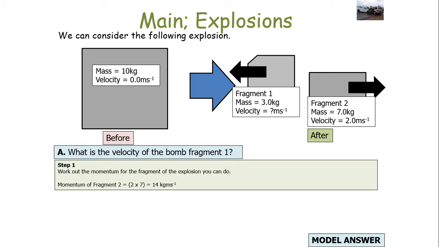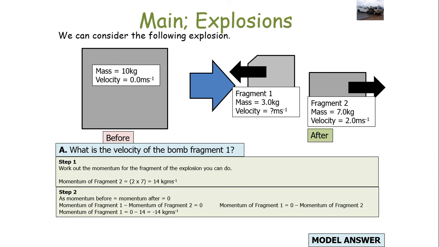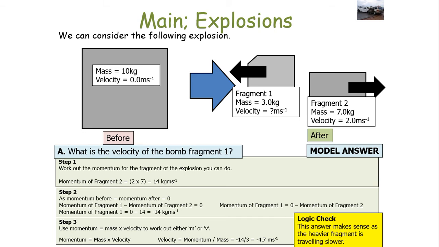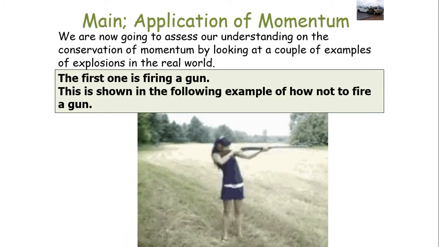So what you do is work out the fragment you know about, and we know about fragment 2. So 7 times 2 equals 14 kilogram meters per second. Therefore, fragment 1 must be minus 14 kilogram meters per second. And we then use step 3, which is to use the momentum equation to work out either m or v, and we want v in this case. So v is momentum over mass. It's minus 14 over 3, which is minus 4.7 meters per second. Minus meaning it's moving in the opposite direction. Now, logic check: the heavier fragment should be moving slower to have equal and opposite momentums, and that's the case. The lighter fragment is moving faster.